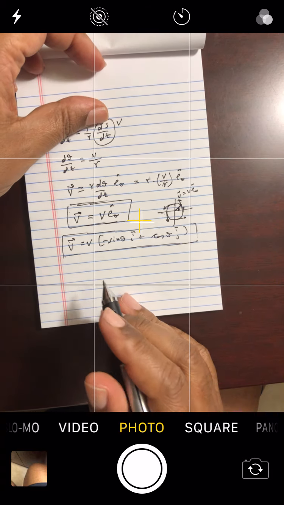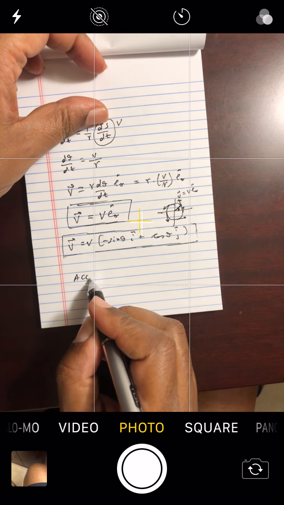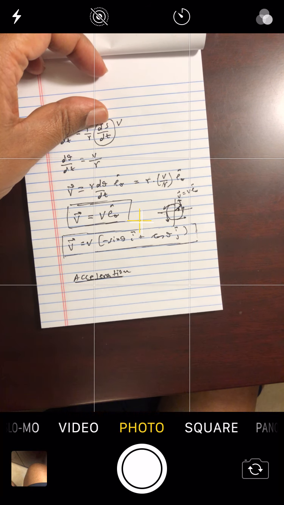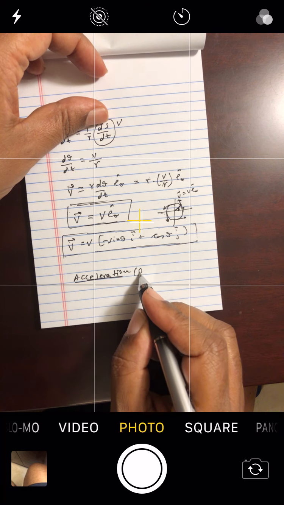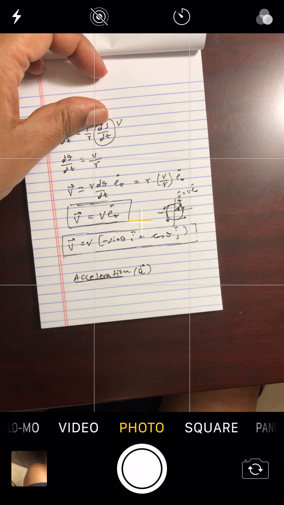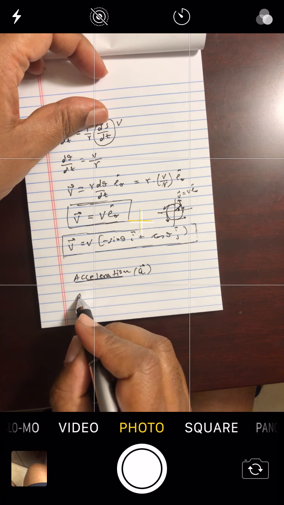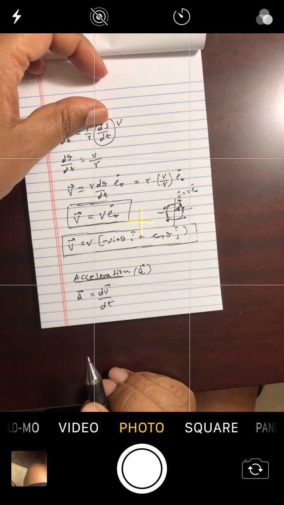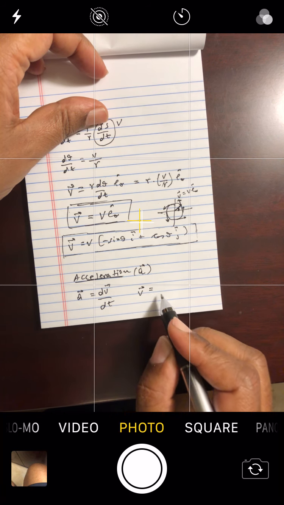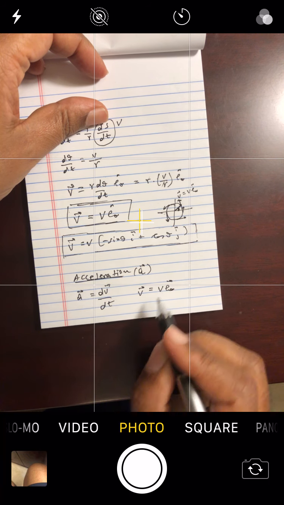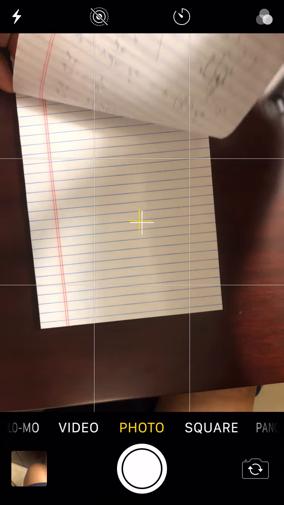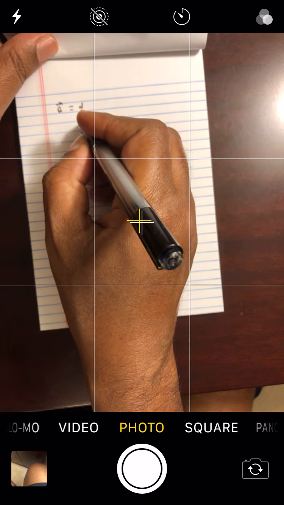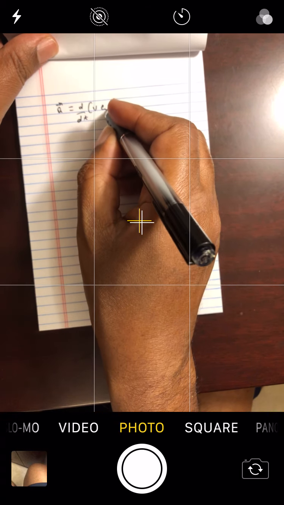So next we're going to look at acceleration. We're going to use a for this one. Now, acceleration is the derivative of velocity with respect to time. But we just concluded that the velocity is simply its magnitude in the direction of e theta. So the acceleration is going to be the derivative with respect to time of v e theta.